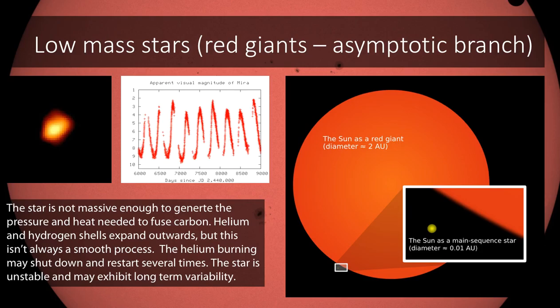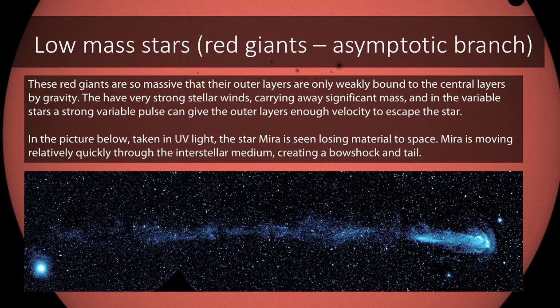Another consequence is that these stars are often very variable. We've already looked at Cepheid variables, and this is a similar process. Cepheid variables are inherently much more massive, and it's also a lot less regular, so we can't use it as a standard candle. But the magnitude can change significantly in waves and pulses. And both of these effects combine to get rid of much of the envelope of the star.